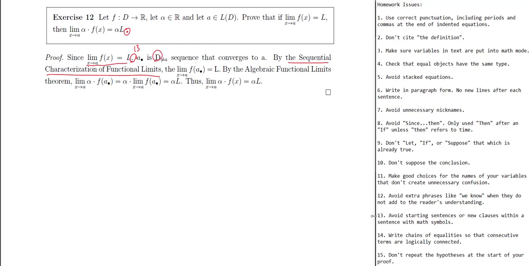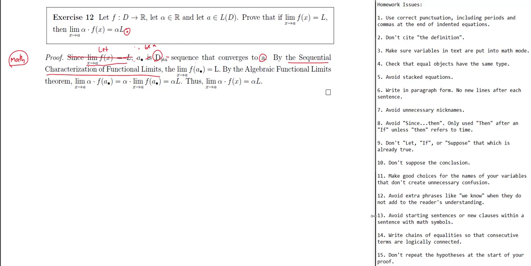Now, a couple things first here. That there has got to be in math mode. Now, this is a D-not-equal-to-a sequence, so there's a hyphen in between these. So probably a good way to start this would be to get rid of this bit here. Let a_n be a D sequence that converges to little a. Then we don't even have to worry about this issue 13 coming up. So we just let a_n be a D-not-equal-to-a sequence that converges to a.